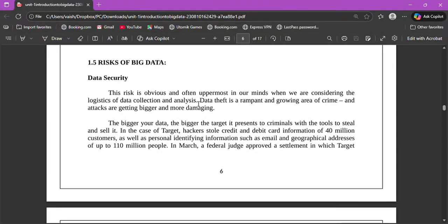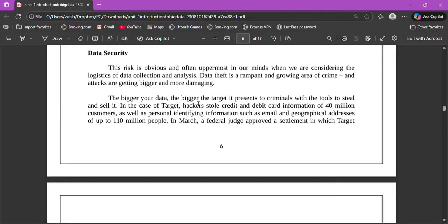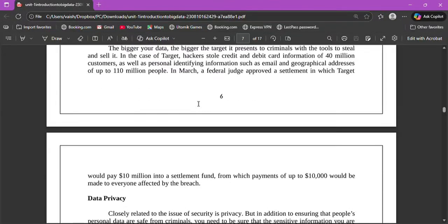Now, second is data privacy, closely related to the issue of security. In addition to ensuring that people's personal data are safe from criminals, you need to be sure that sensitive information that you are storing and collecting is not going to be divulged through less malevolent but equally damaging misuse by yourself or by people to whom you delegated responsibility for analyzing and reporting it.